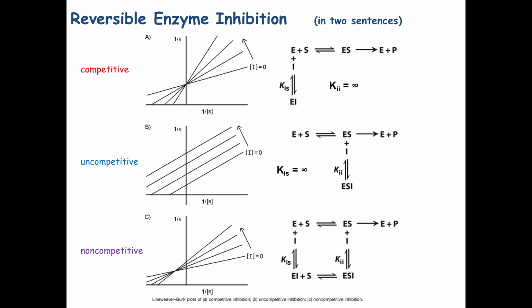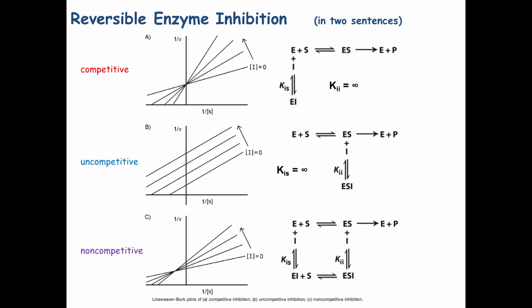Right? So let's state those 2 things again in 2 sentences. So on the right, the ability of the inhibitor to bind to the free enzyme changes the slope on the graph. And the ability of the inhibitor to bind to ES complex changes the intercept. That's 2 sentences. So if the inhibitor can bind to free enzyme, it's going to change the slope. If the inhibitor can bind to ES complex, it will change the y-intercept.